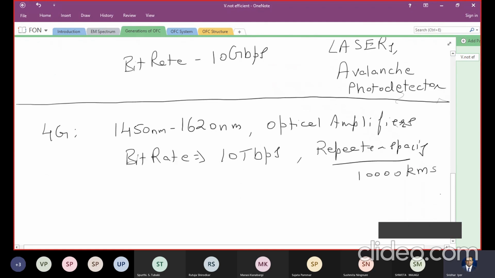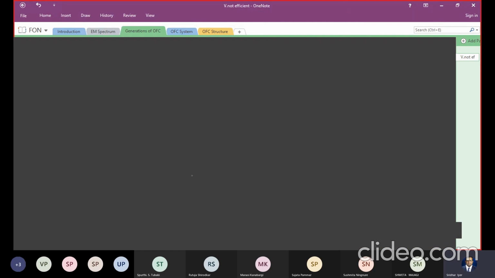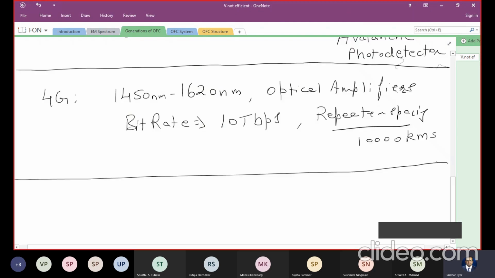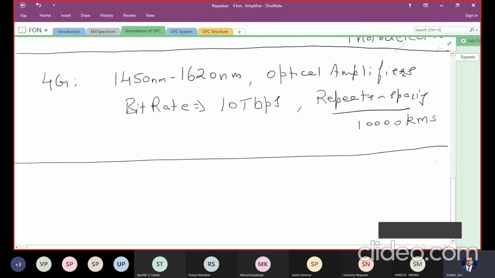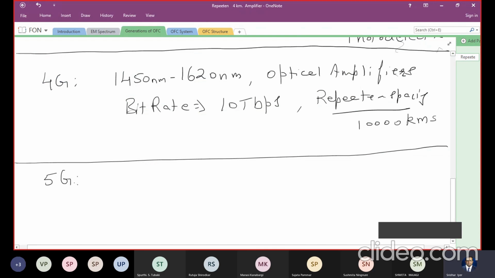So you can see how the generations have evolved. It has become so advanced because of our needs and with the help of technology. Lastly, the generation which we are right now using, not in India, but in general, European countries are using this generation. This is known as the fifth generation.